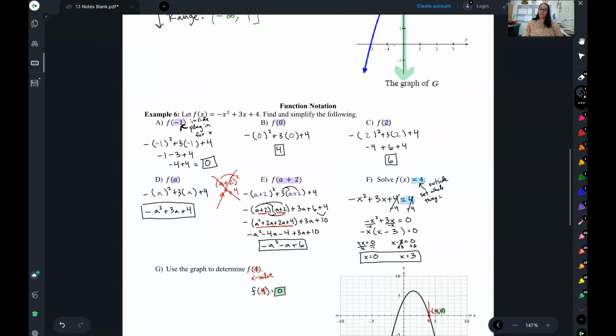Okay, that is all I have to say on function notation. In the next video, like I said, we will look at doing domain by hand.